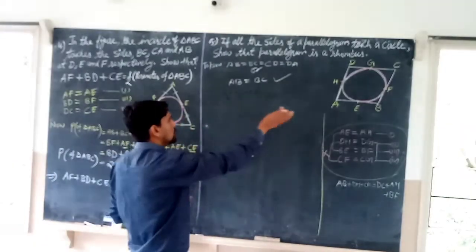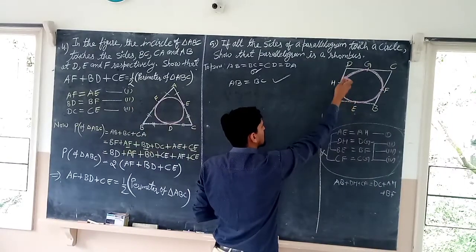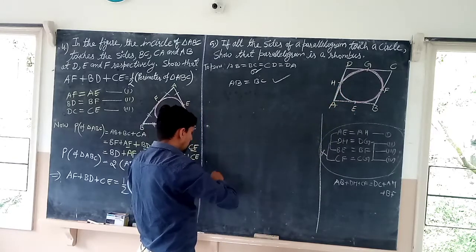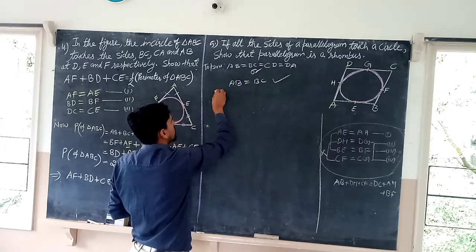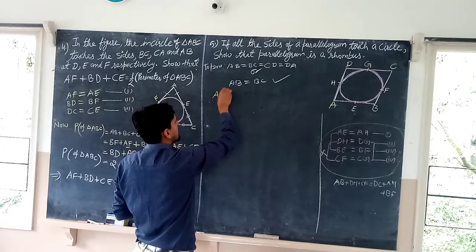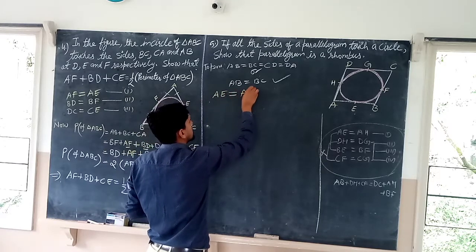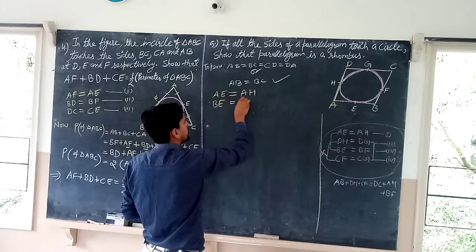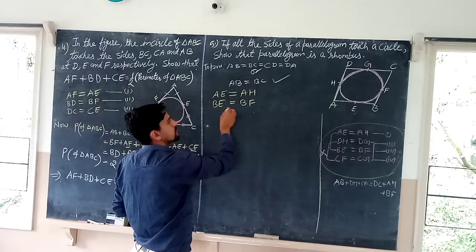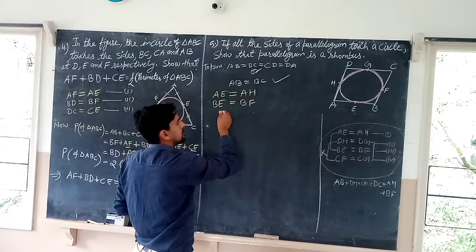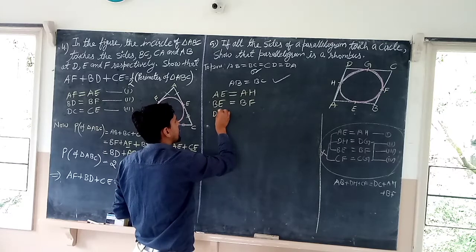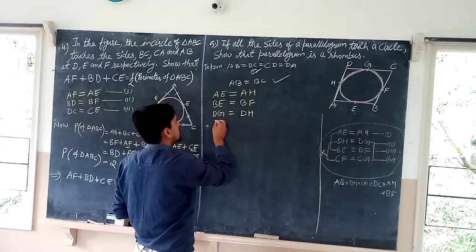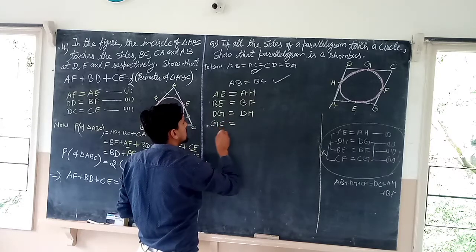Just write it. As these are tangents, we can use the property of tangents quickly. Just write it down. What you can find out from what is given: AE is equal to AH. This is tangent. Second, BE is equal to BF. Now third part, DG is equal to DH, and fourth part, GC is equal to CF.